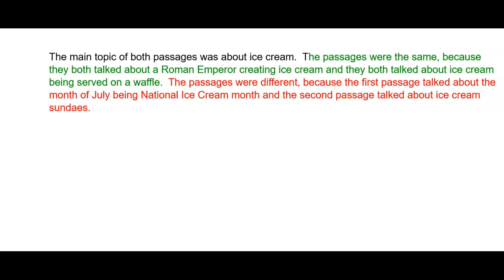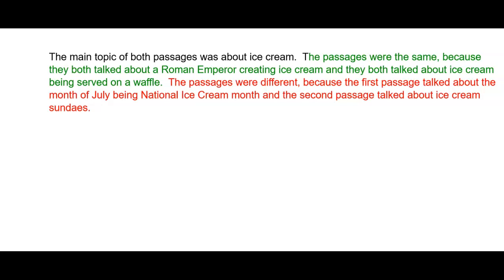Welcome back, boys and girls. Your paragraph should look something like this. The main topic of both passages was about ice cream. The passages were the same because they both talked about a Roman emperor creating ice cream, and they both talked about ice cream being served on a waffle. The passages were different because the first passage talked about the month of July being National Ice Cream Month, and the second passage talked about ice cream sundaes.